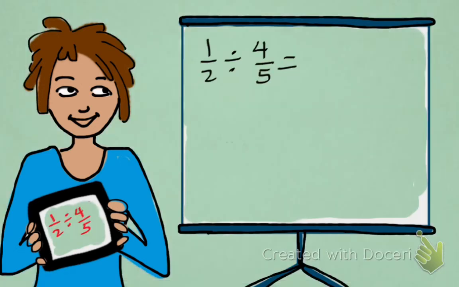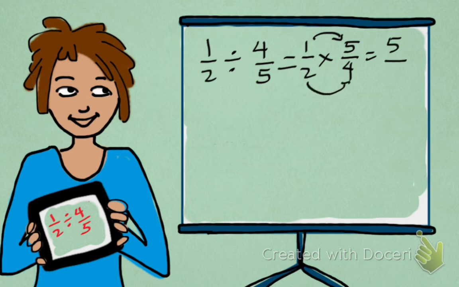So let's try this. 1/2 divided by 4/5. Keep 1/2, and change our division sign into a multiplication sign and get the reciprocal of 4/5, which is 5/4. And multiply the numerators. 1 times 5 equals 5, and multiply our denominators. 2 times 4 equals 8, and we have our final answer, 5/8.